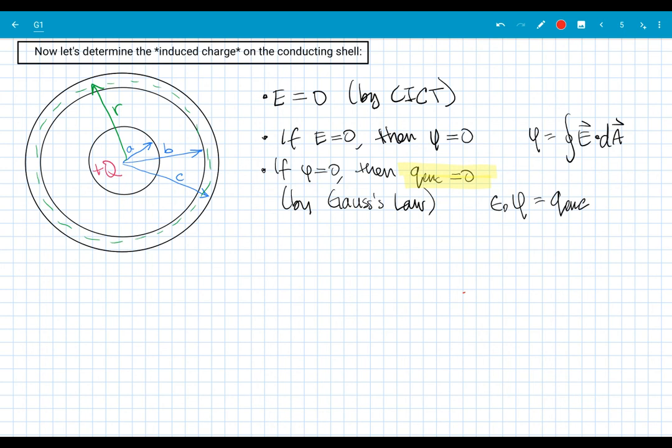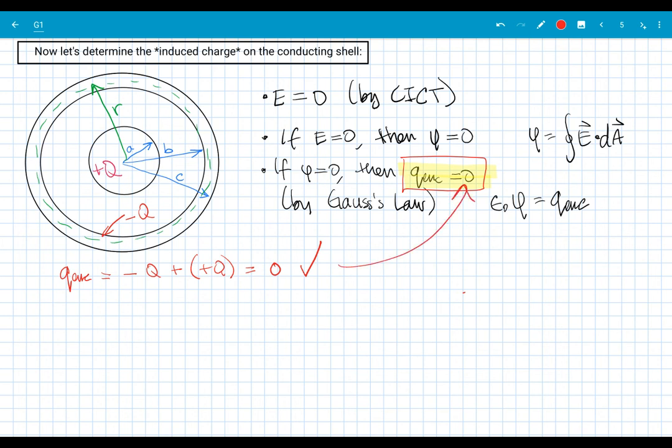a charge of negative big Q sitting on the inside of the shell. You have negative big Q sitting on the inside of the shell. That must be true, because when I add up all the charge in my Gaussian surface, it has to sum to 0. So Q enclosed is going to be equal to the negative Q plus the positive Q, which will equal 0. So check. Great, my Q enclosed has to be 0.